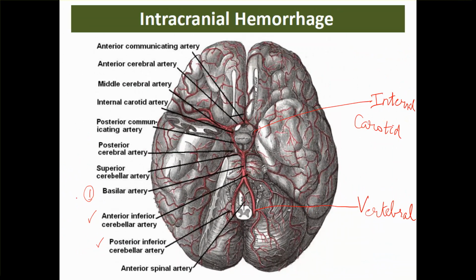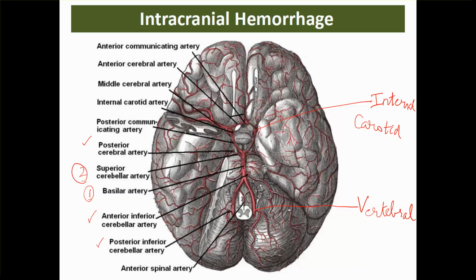Okay, next we can see that you have the posterior cerebral artery. It's important to know the posterior cerebral artery. So the basilar artery, then here you can also see the superior cerebellar artery. So the cerebellum is supplied by the superior cerebellar artery, anterior inferior cerebellar artery, and posterior inferior cerebellar artery. Then there is the posterior cerebral artery, which is a branch from the basilar artery.